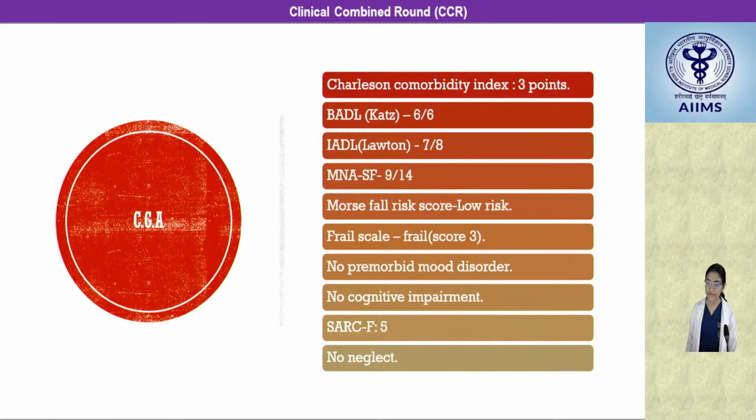In her comprehensive geriatric assessment, her Charlson's comorbidity index was 3 points. Her BADL and IADLs were maintained. MNA-SF was 9 out of 14, which means she had risk of malnutrition. Her Morse fall risk score was low. On the FRAIL scale, she had frailty with a score of 3. There was no premorbid mood disorder, no cognitive impairment, and her Sarkov score was 5 with no neglect.